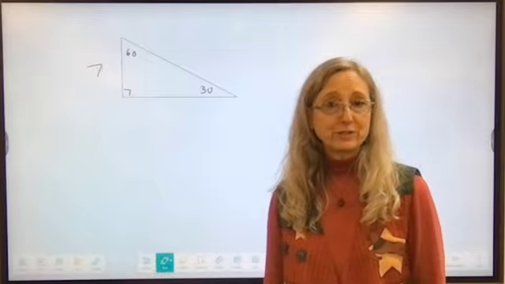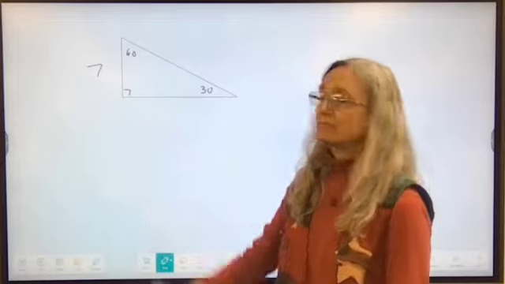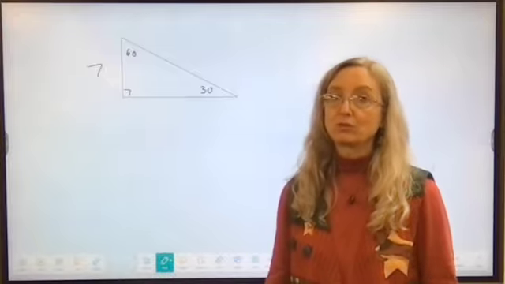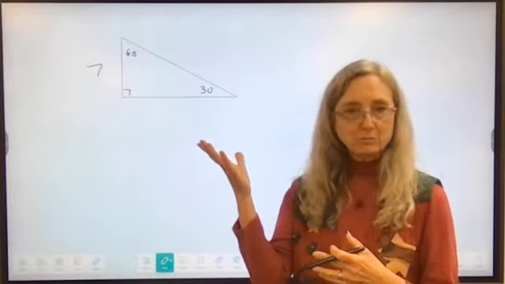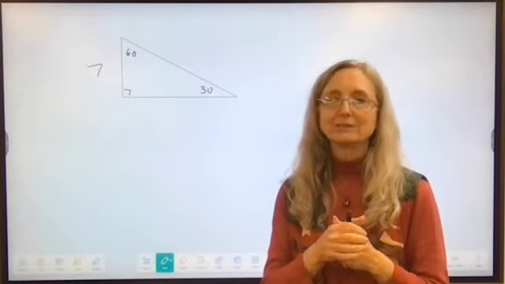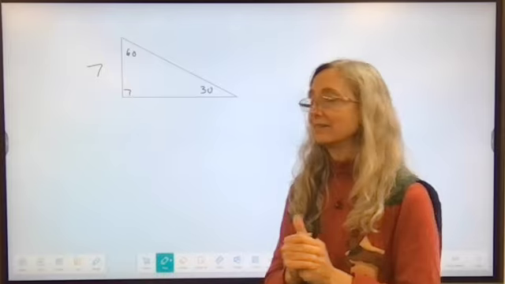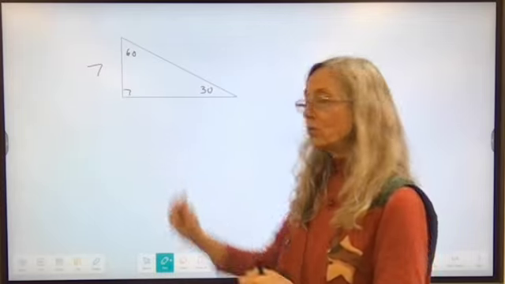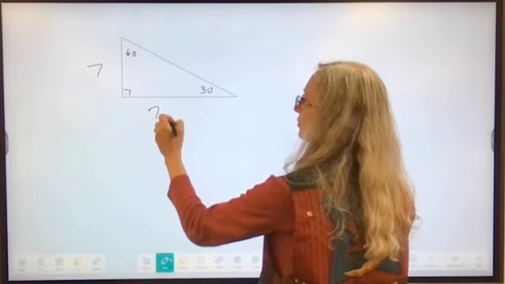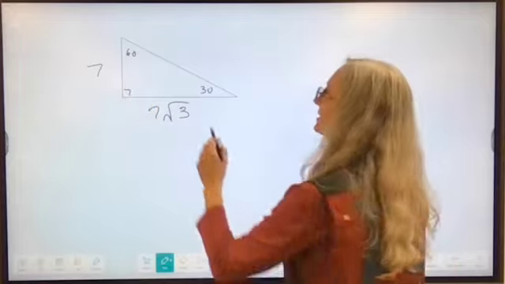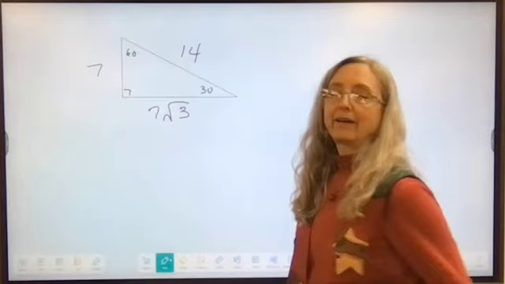Let's say I have a 30, 60, 90, and all I am given is the short leg, and I need to find the other sides. So look at your notes, or look at my poster on the board, or just memorize, even better, the relationships between the sides. If the short leg is 7, the long leg is the short leg times the square root of 3, and the hypotenuse is the short leg times 2. And there you go.